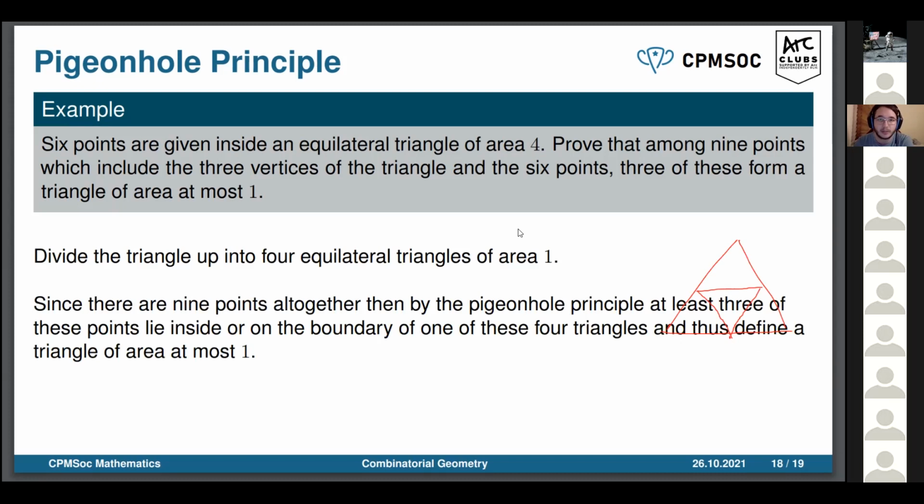There are 9 points. I'm going to have to redraw that. There are 9 points, and there are 4 triangles. It is the Triforce, yes. It's my favorite kind of triangle.